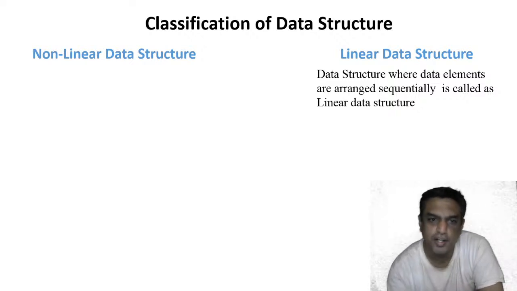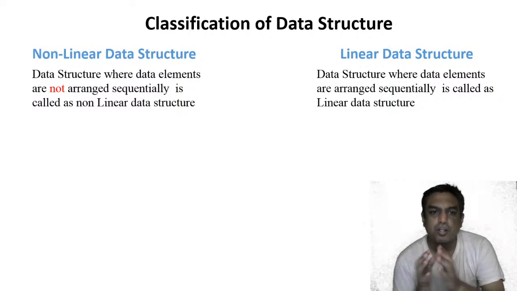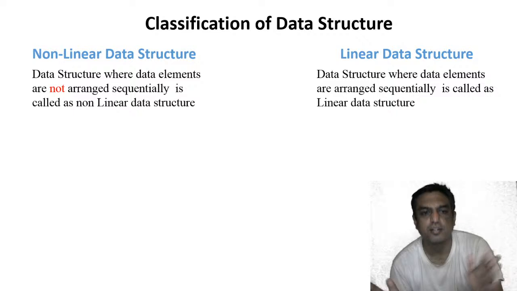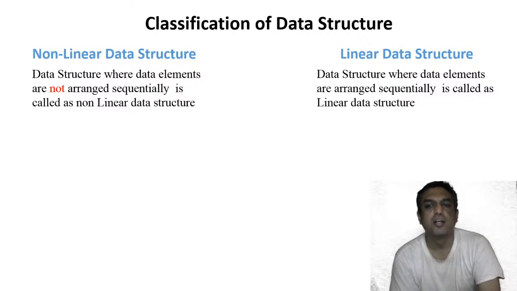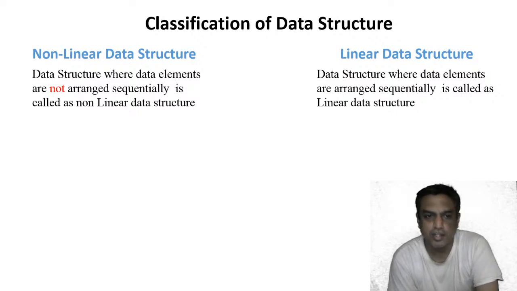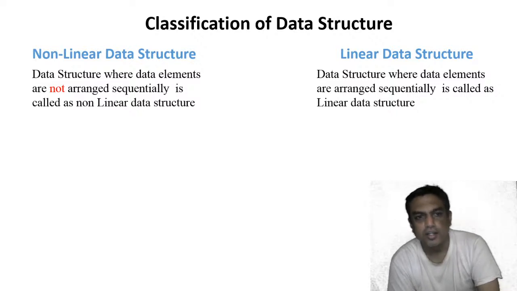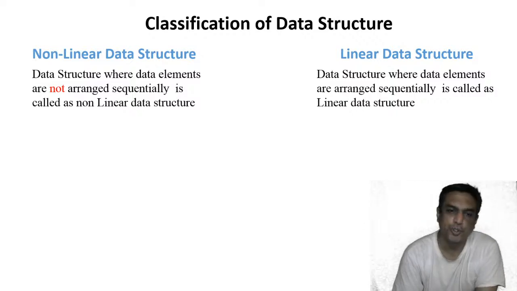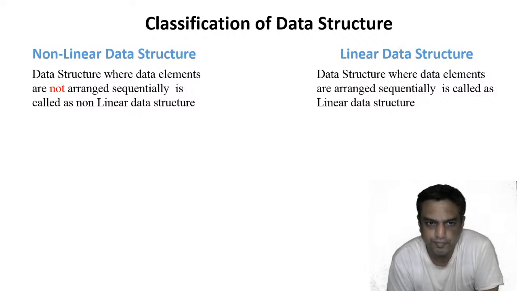So what is non-linear data structure? The data structure where data elements are not arranged sequentially is called a non-linear data structure. Okay, data structure where data elements are not arranged sequentially is called a non-linear data structure. Can you give me an example of non-linear data structure?